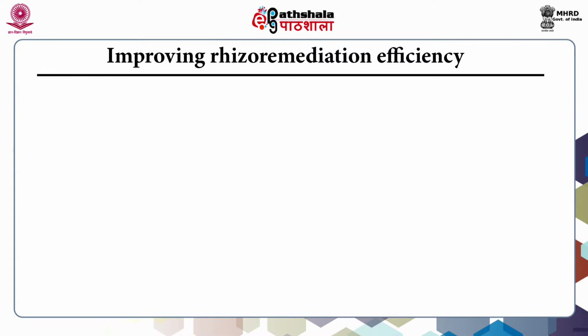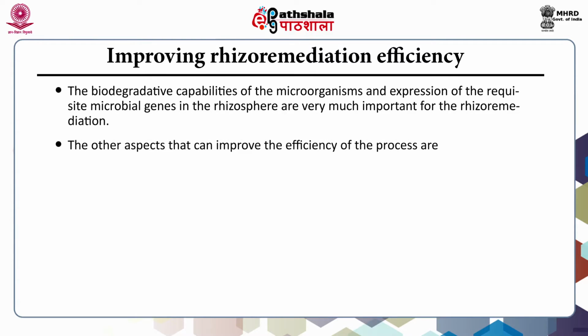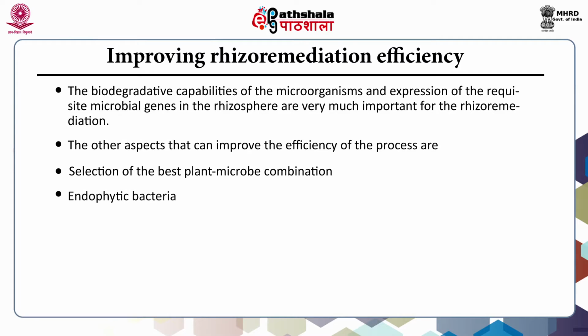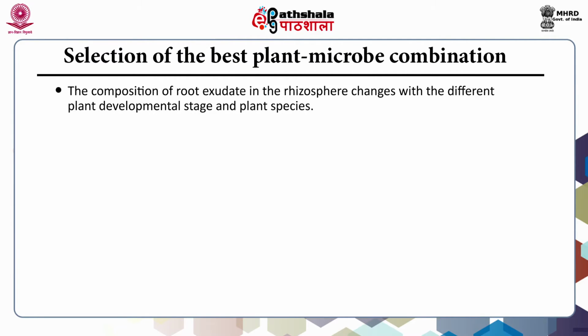Now, let us discuss the various ways by which you can improve the rhizoremediation efficiency. The biodegradative capabilities of these microorganisms and expression of these microbial genes in the rhizosphere are very important. Other aspects that can improve the efficiency: you can select the best plant-microbe combination, you can select a suitable endophytic bacteria, seed colonization can be one way of improving, production of biosurfactants, and lastly engineering bacteria for rhizoremediation. Now, let us discuss each of these in detail.